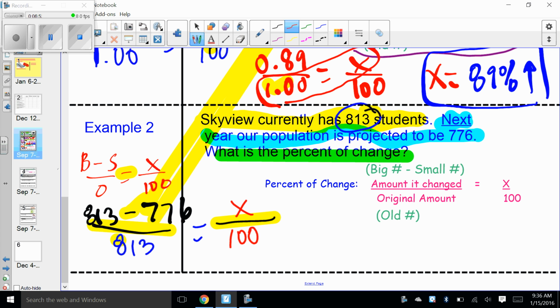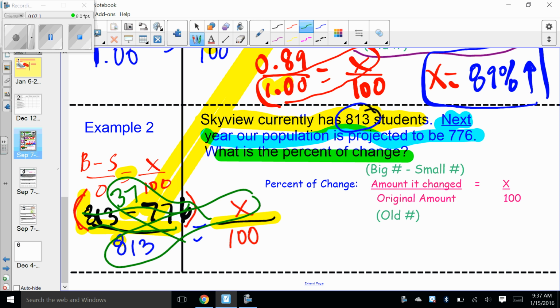We're going to take cross products and solve it. Before we do that, we have to do that subtraction. In my calculator, I'm going to type 813 minus 776. Everybody should be typing 813 minus 776. And when you do that, you get 37. So cross products kick in, and we're going to take those cross products and solve.